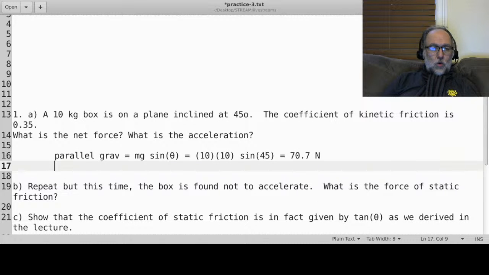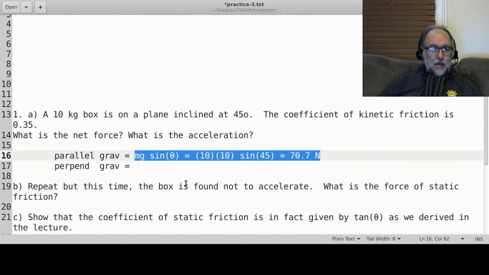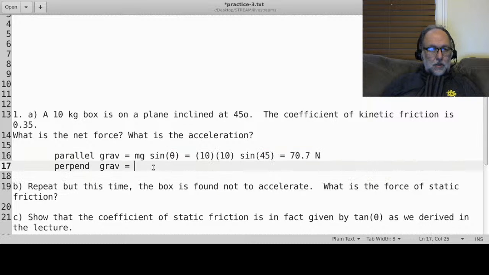So there's one of them, and I'm going to put these on the diagram in a second, but let me do the calculation here. And then we're going to have the perpendicular component of gravity. That's the same formula, but with the cosine. That didn't work.